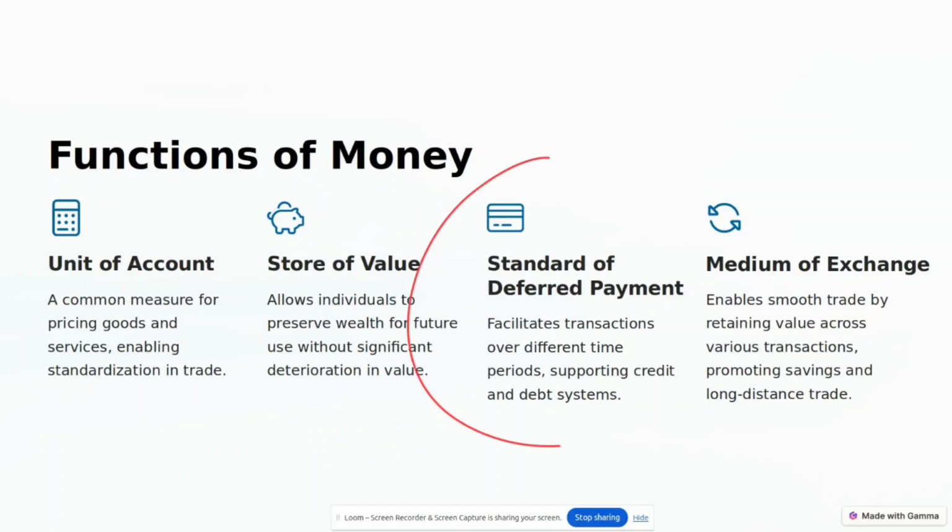Thirdly, there comes standard of deferred payment. And fourthly, medium of exchange. It enables smooth trade, retaining value across various transactions, promoting savings and long distance trades.